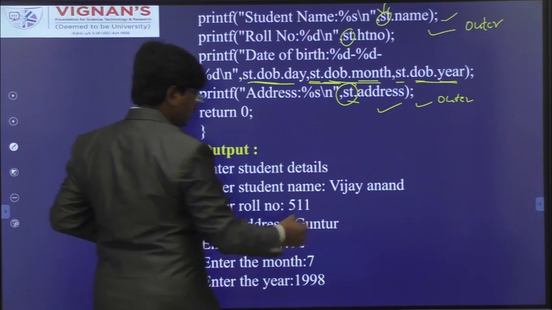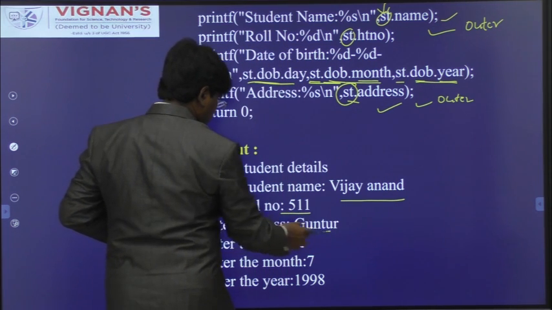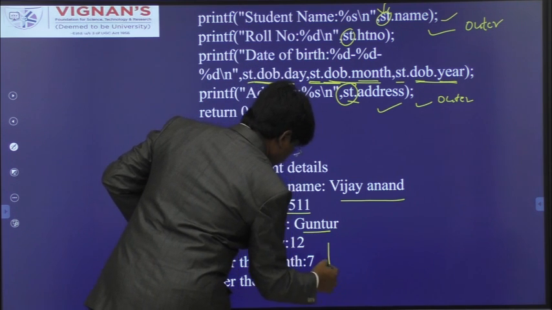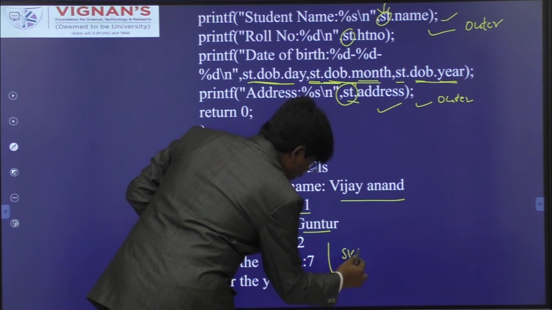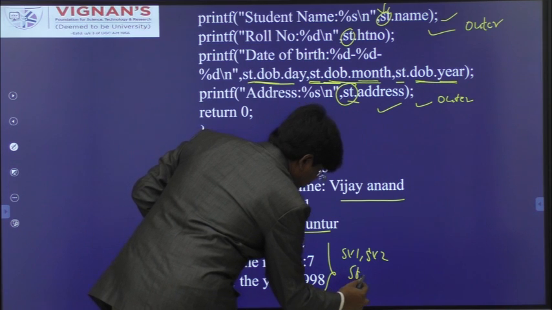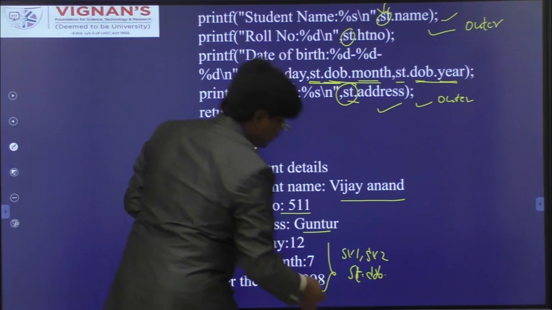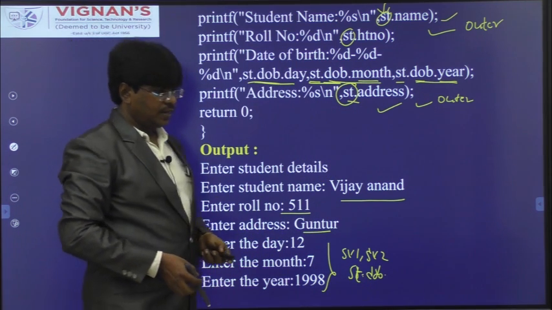So consider these are the details I have entered. Student name is Vijay Anand, roll number 511, address Guntur, and this is the date of birth. So these members you want to initialize or access, you have to take structure variable 1 and structure variable 2. Those are nothing but st dot DOB. Okay, these are very, very important. So in this way, you have to handle nested structures.